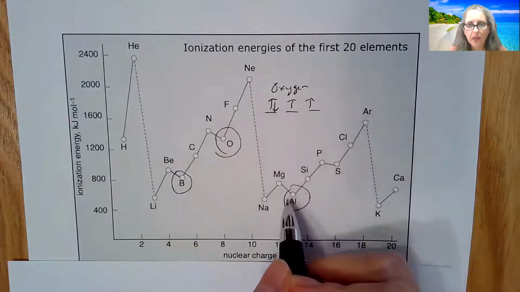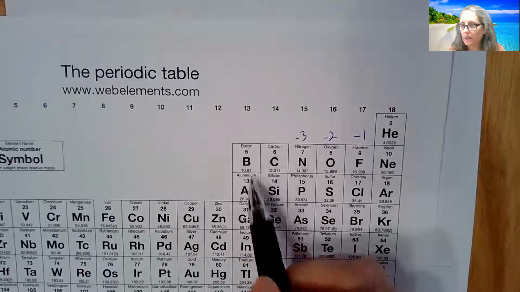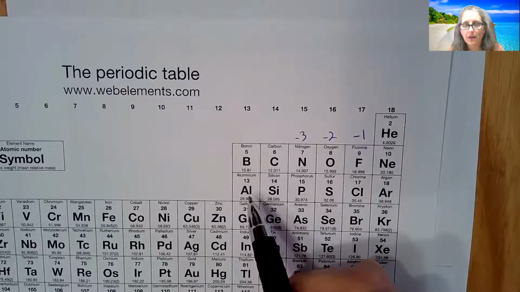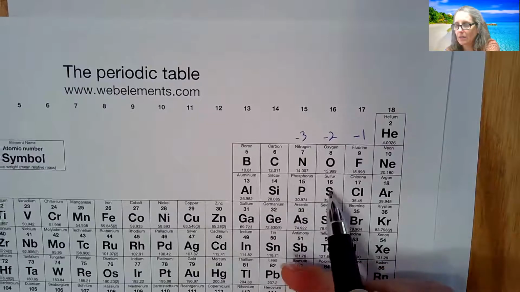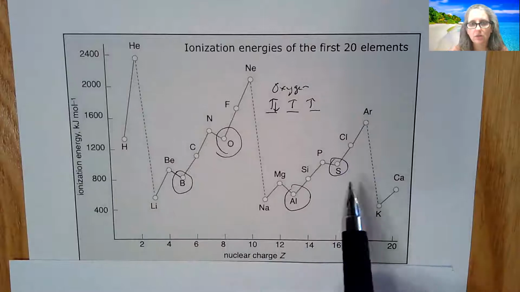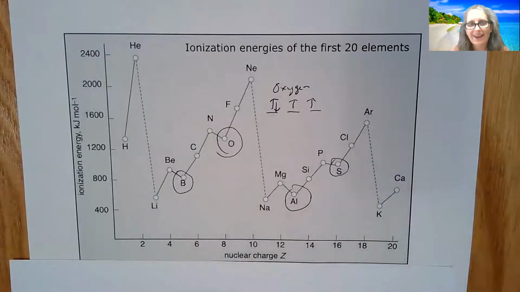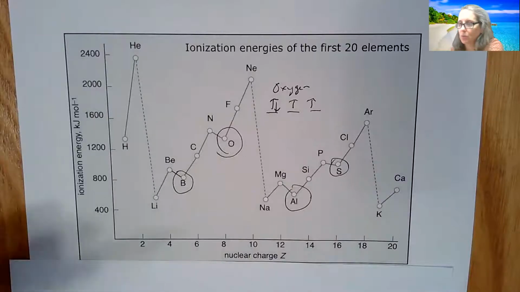orbital phenomenon. If you go to aluminum, it is right below boron, so you're starting to fill that p orbital, which is why it dips there. And then sulfur follows what oxygen does. The further down you get in those groups, you don't see as big of an exception to the rule.